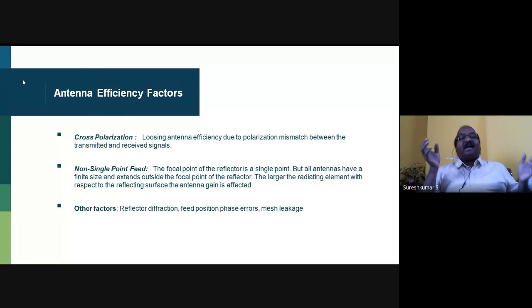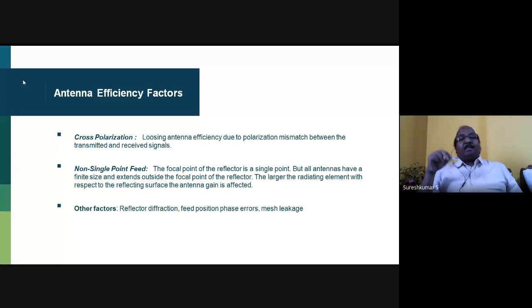So there is reduction in efficiency due to the size of the feed at the prime focus. Another thing, which is normally not mentioned, is mesh leakage. If you don't have a solid reflector surface and you put a mesh, like in the GMRT observatory, then some part of the signal will leak through the mesh, at higher frequencies of course, because the mesh is designed for a lower frequency, but still not 100% for the design frequency. So there is a percentage of leakage through the mesh, and we call that mesh leakage.